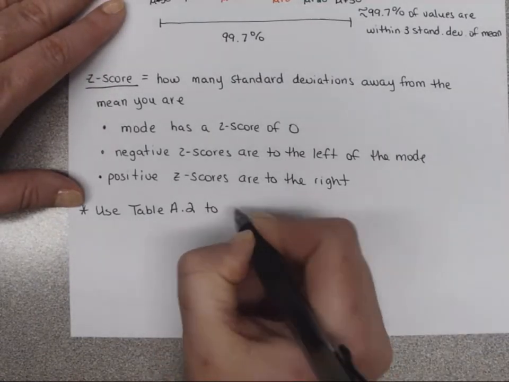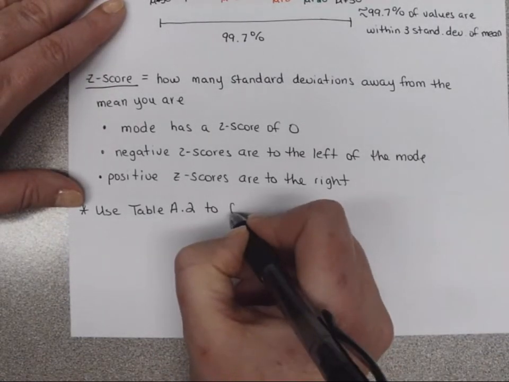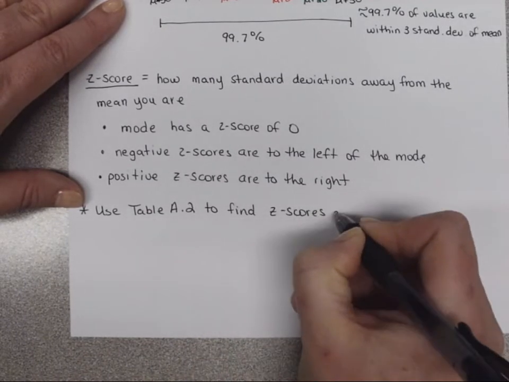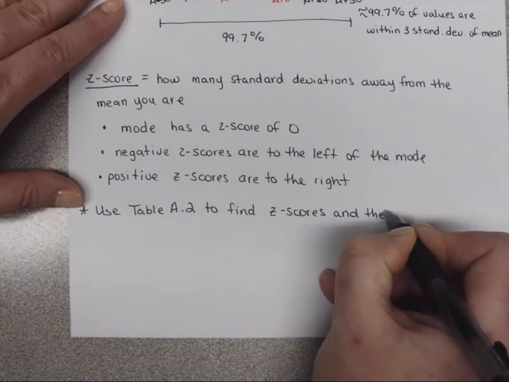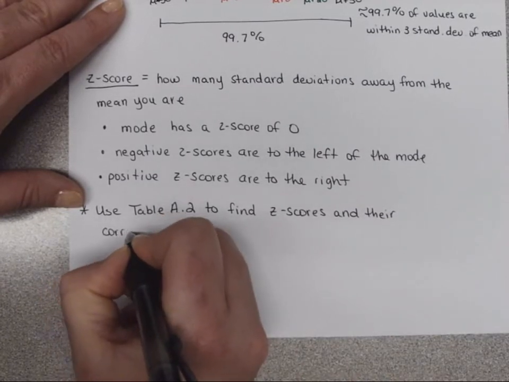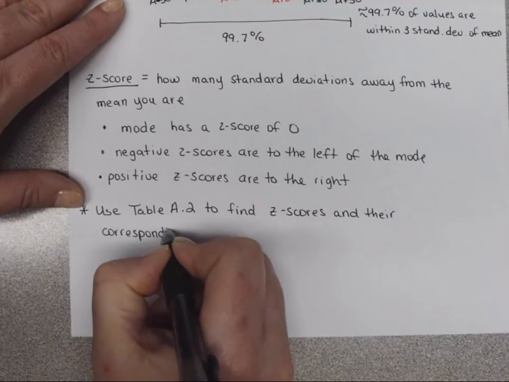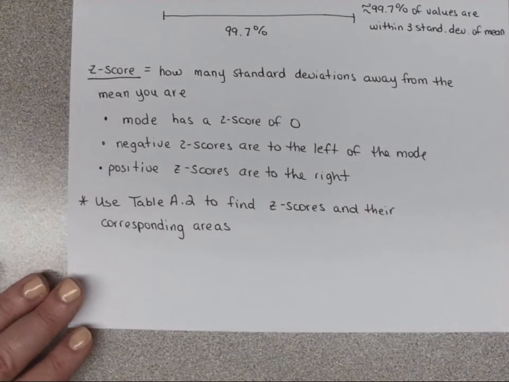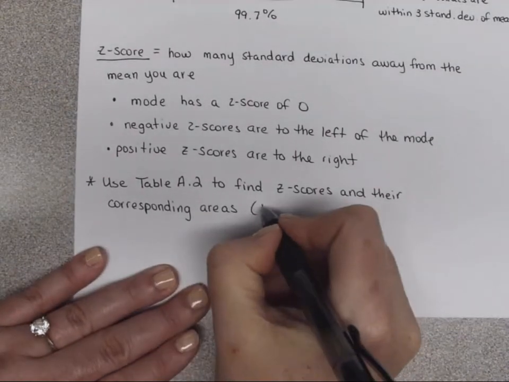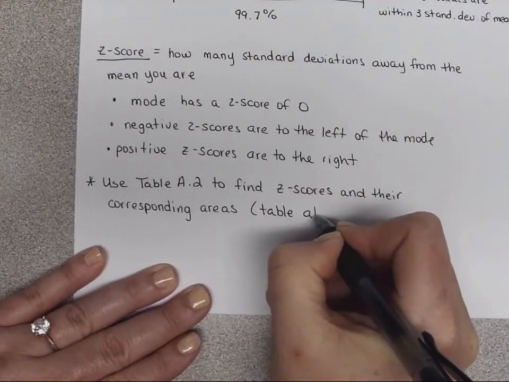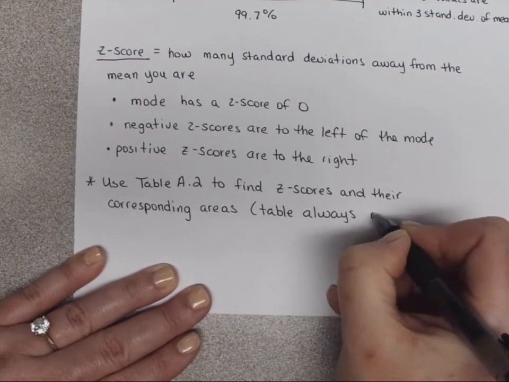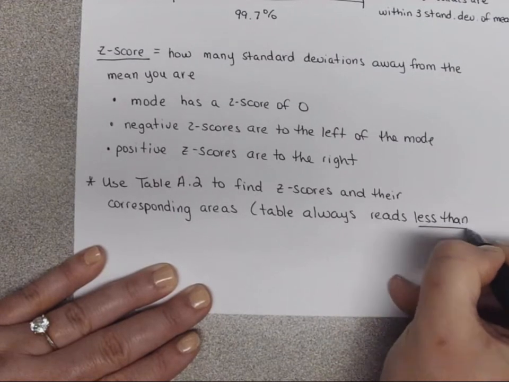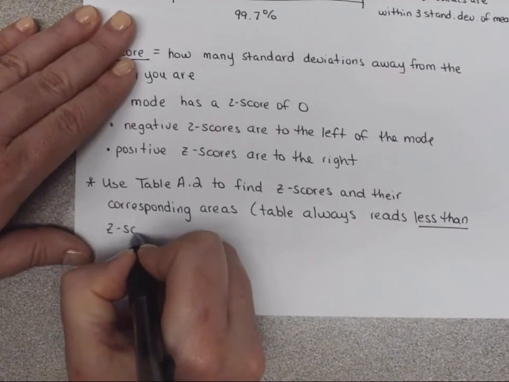So we're going to use table A.2. You need to have this table kind of handy. Honestly, for the next few weeks of lessons, we're going to use it that much. We're going to use the z-scores given to find the appropriate areas. I'm going to give you a hint here. The table always reads less than the z-score. So in other words, we're always finding the area to the left.